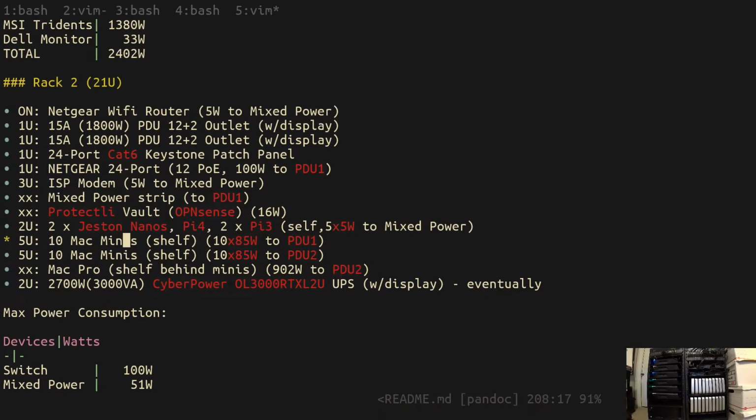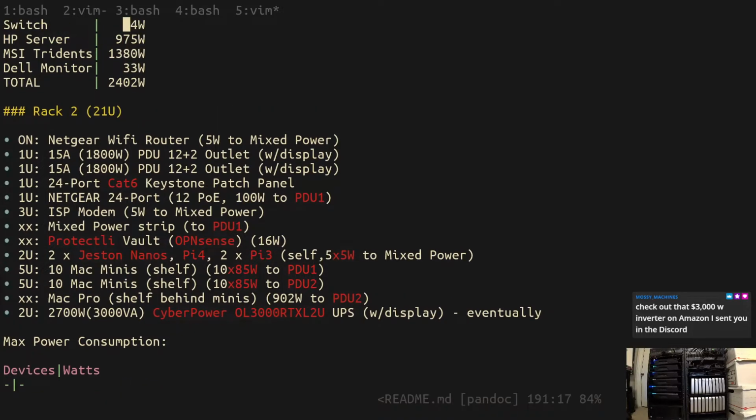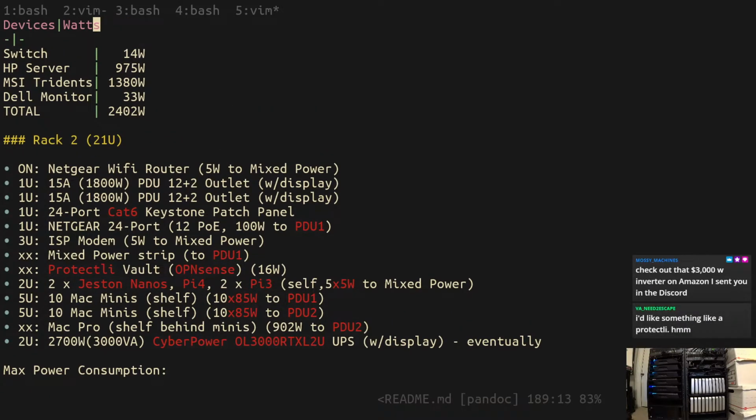And the reason I got PDUs that you can see the numbers on is so that I can tell how much I'm putting out so I don't trip. I want to know if I'm coming close to tripping.